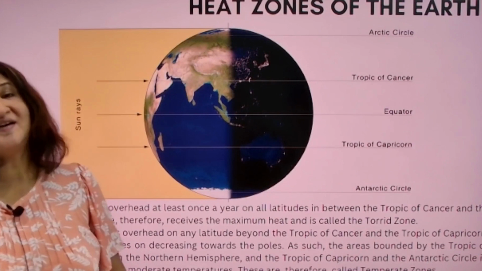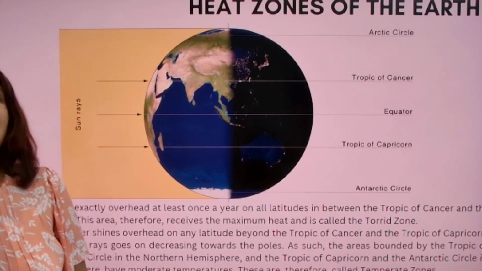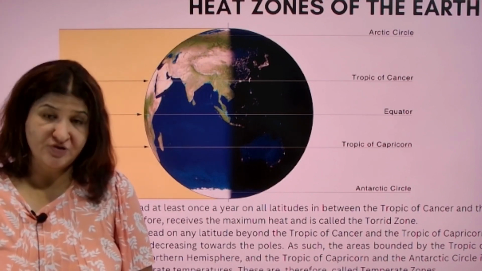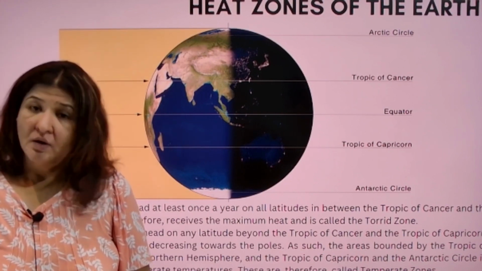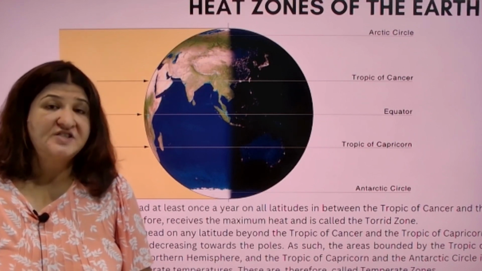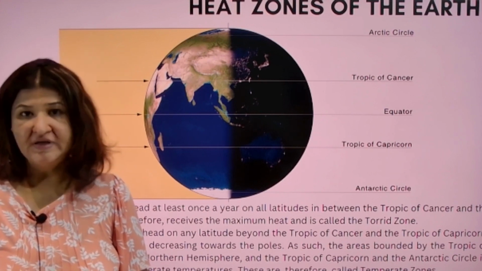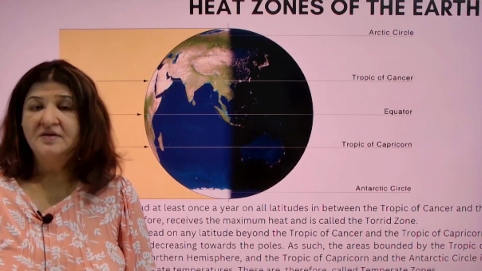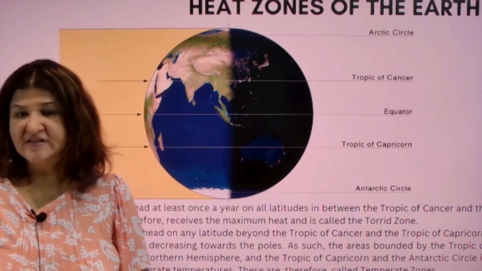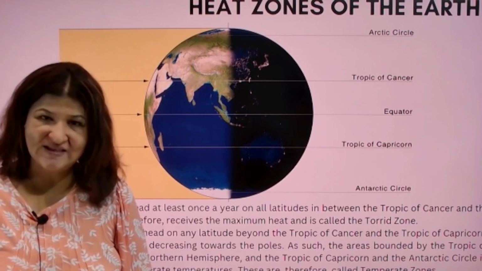These are heat zones, and these are again related to the position of the latitudes. Now what are heat zones? First of all, because Earth is a spherical ball, the sun's rays which are facing the Earth will not be equidistant. Somewhere the rays will fall directly and straight, whereas at certain places it will go slanting, and at certain places it will go very slanting.